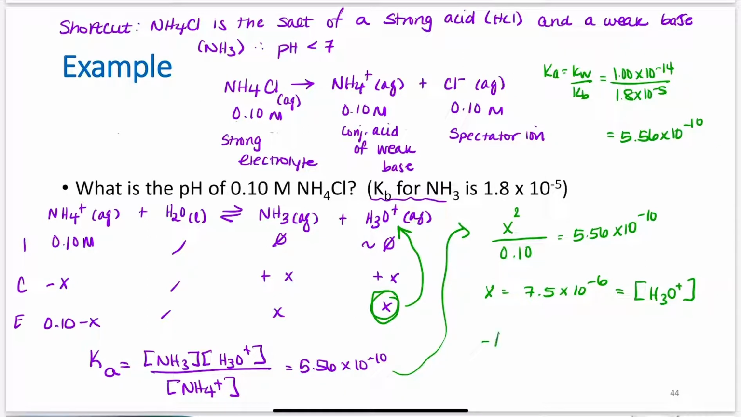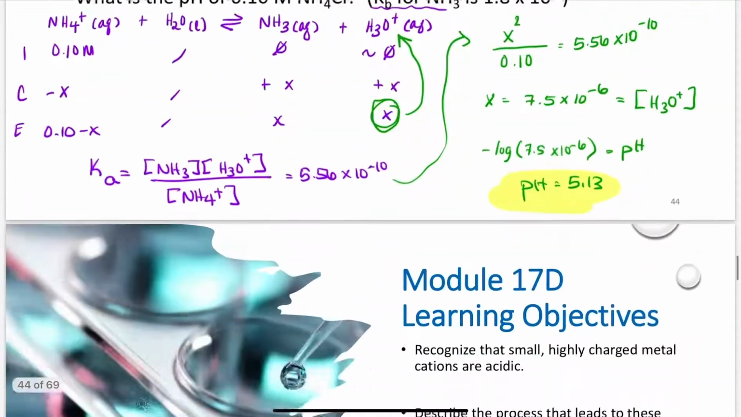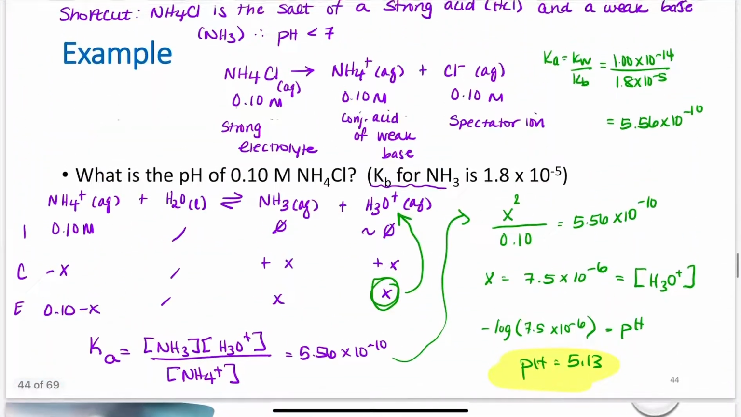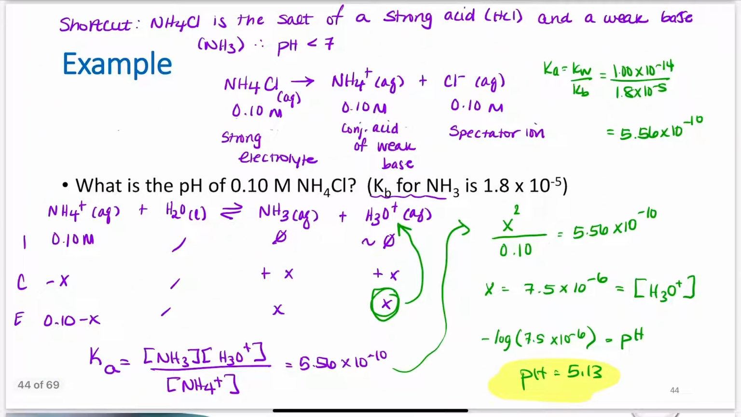Go ahead and take the negative log of 7.5 times 10 to the minus 6th. This equals my pH, and I find the pH of the solution to be 5.13. So I've solved it through, and I found that yes, in fact, my pH did stay acidic, as expected. I didn't realize that was the end of this module, obviously. But go ahead and practice that.